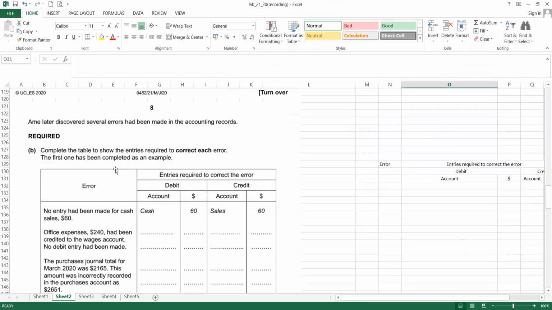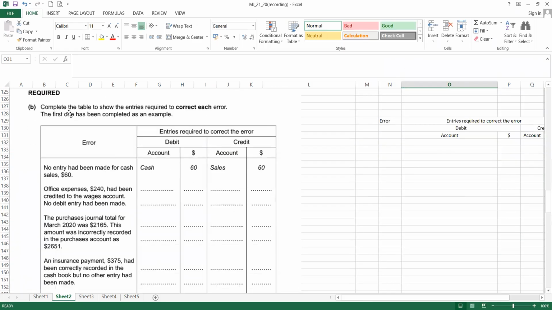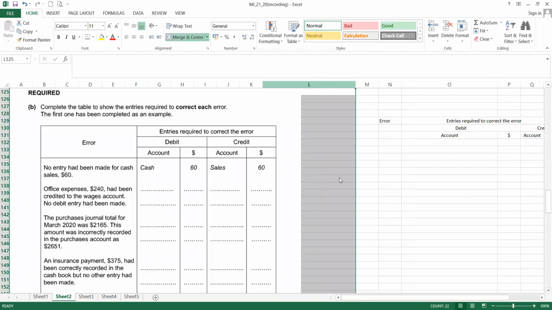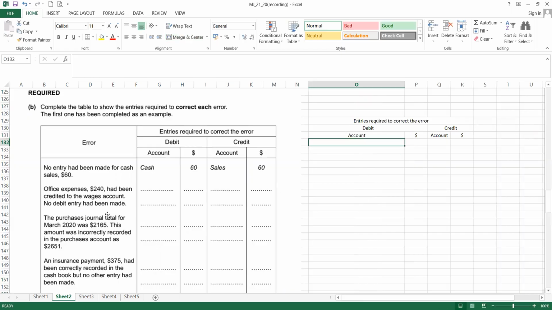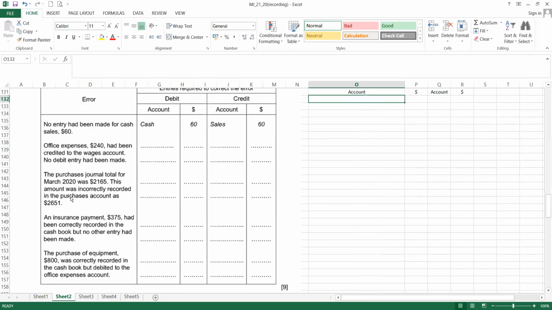Okay, here they say Amy later discovers several errors have been made in the accounting record. So complete the table to show the entry required to correct each error. That means we have to put through adjustments to make all these corrections. For example, no entry has been made for the cash sales. So this is an omission. So we have to debit cash, credit the sales. So this one, as we see, the double entry needs to be made. So this first one is already done. So I will prepare number 2.